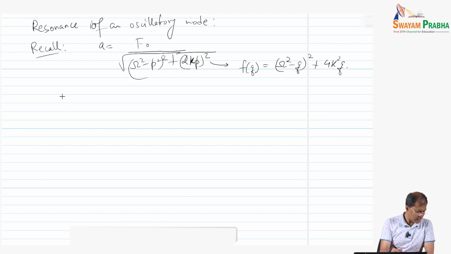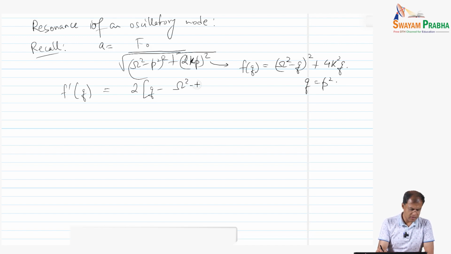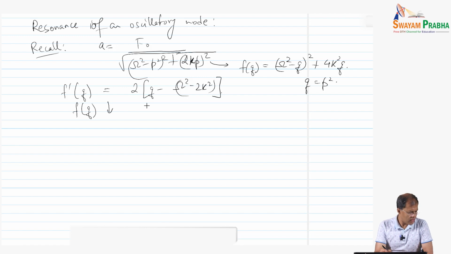Let me do a bit more analysis of this expression. f prime of q, where q is p square, comes out to be 2 times q minus omega square minus 2k square. From here we see that f of q is going to decrease if q is less than omega square minus 2k square, and it increases otherwise.